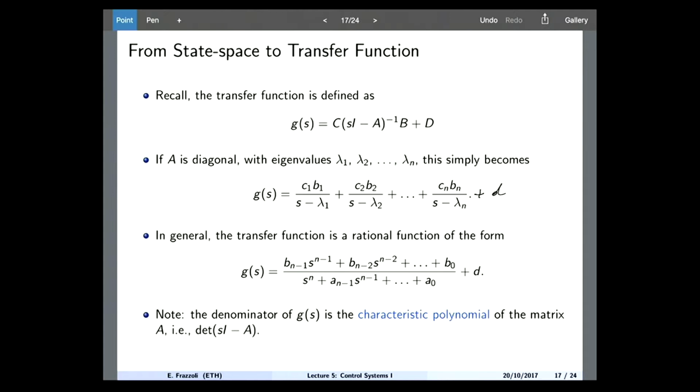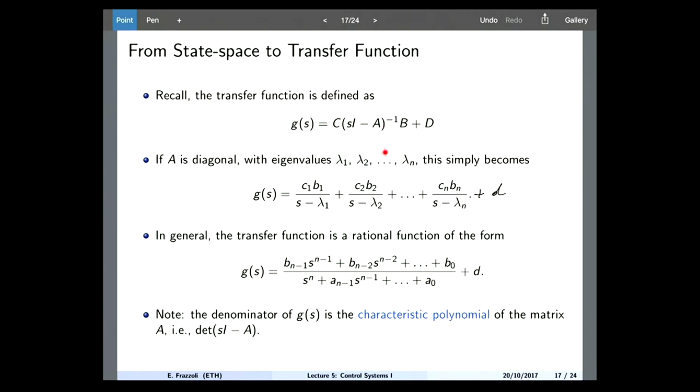This is when you get lucky and your system is diagonal. In general, this is not the case. What you will have to do is compute the inverse of a matrix in a general form. And as we said before, the denominator will actually be the characteristic polynomial of the matrix. The numerator will be some other polynomial, of degree 1 less than the characteristic polynomial, okay? And then you have the D term, okay? So this is the general form, but this is only algebra.